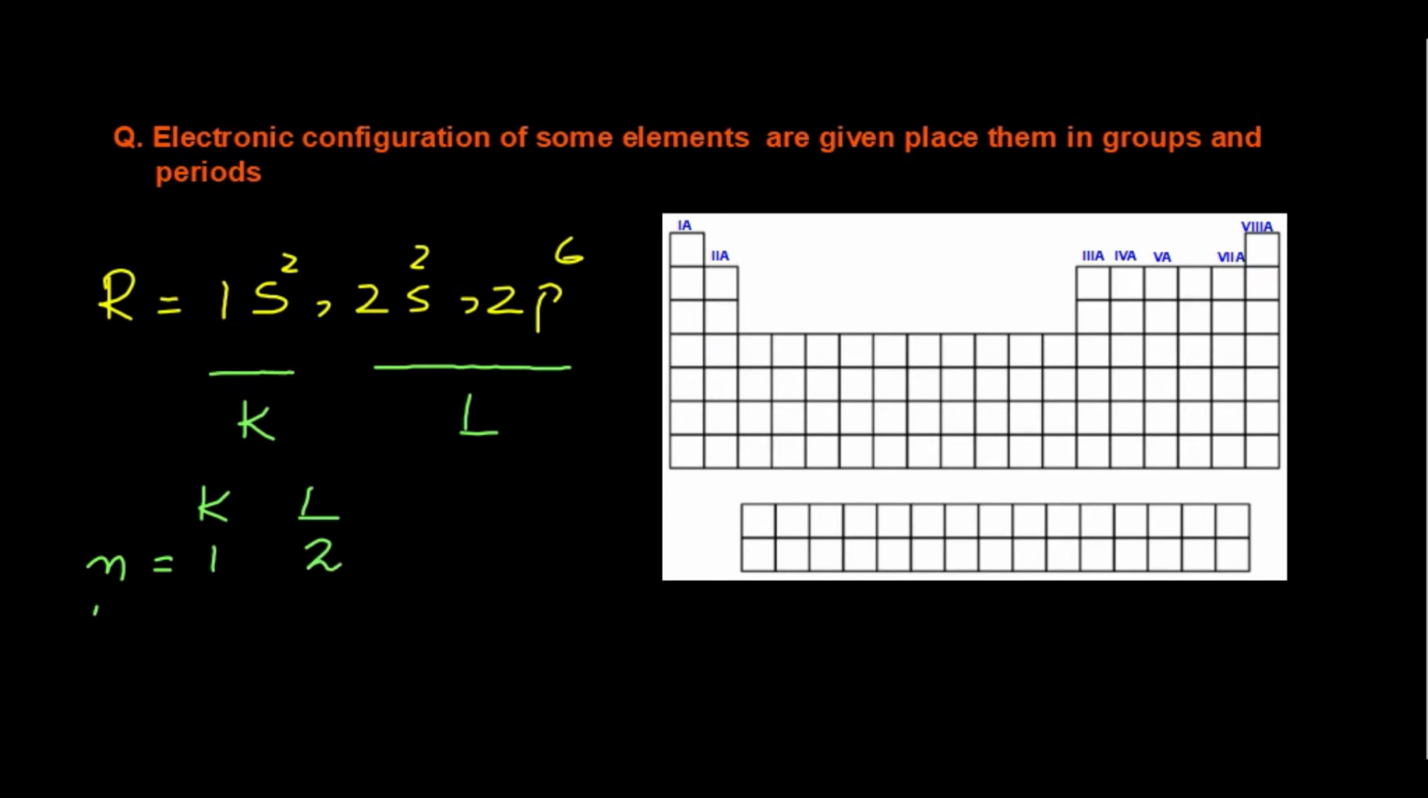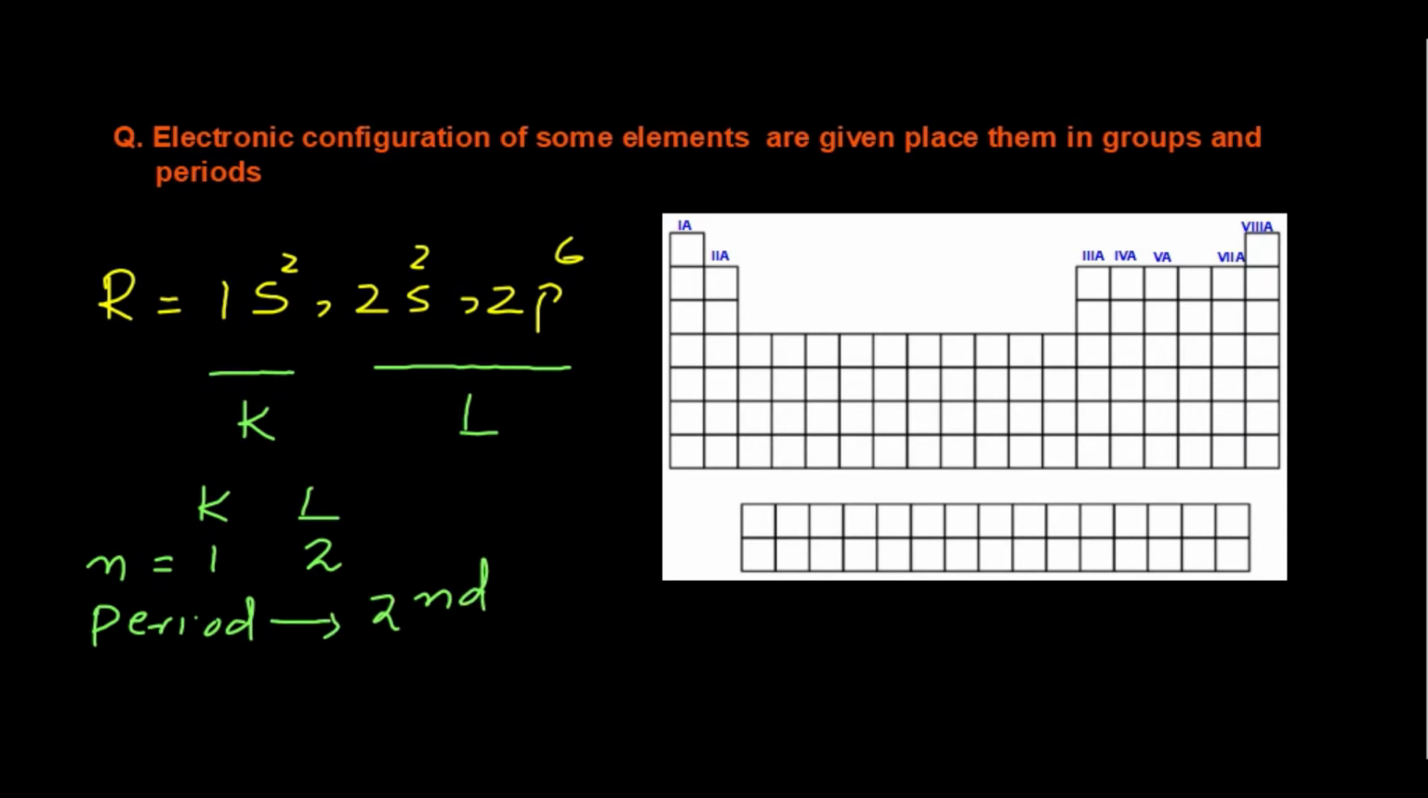We know for K shell n value is 1, for L shell it is 2. L is the second shell. The n value shows the number of the period. Since n value is 2, this element belongs to the second period. What is the period of this element? This element belongs to the second period.